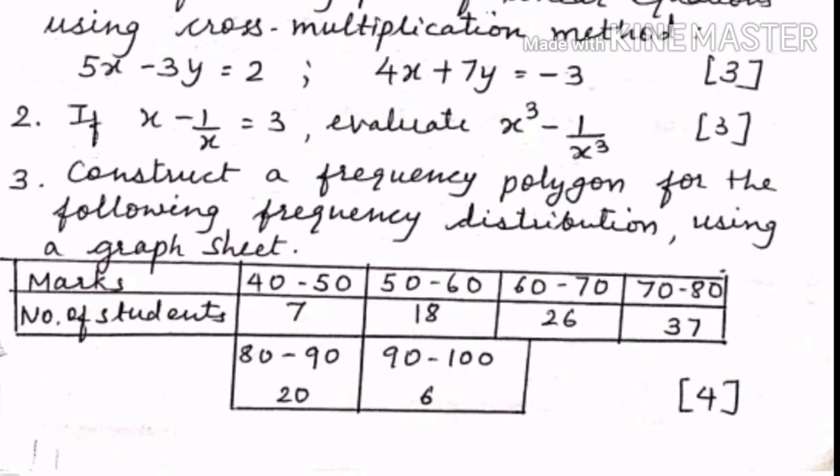The highest is 37. So on the y-axis you have to choose the scale accordingly, and you have to write it down also compulsorily, and then draw the polygon using the scale. You have to take one more class so that your polygon touches the x-axis. So if you draw it correctly with all the points correct, then you will get full marks, students.